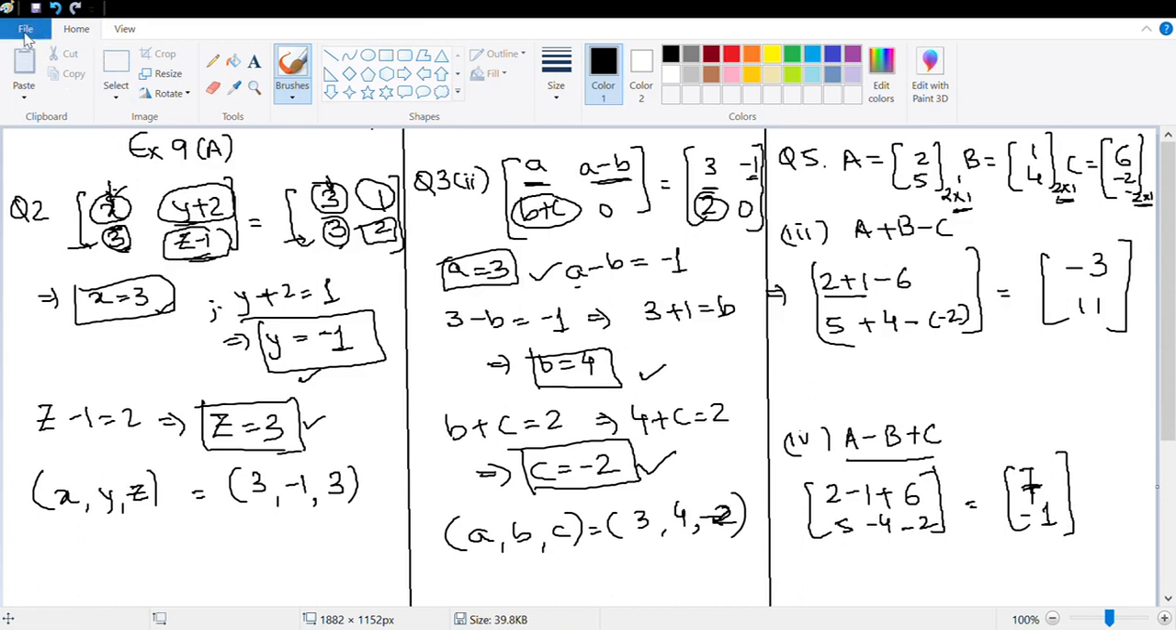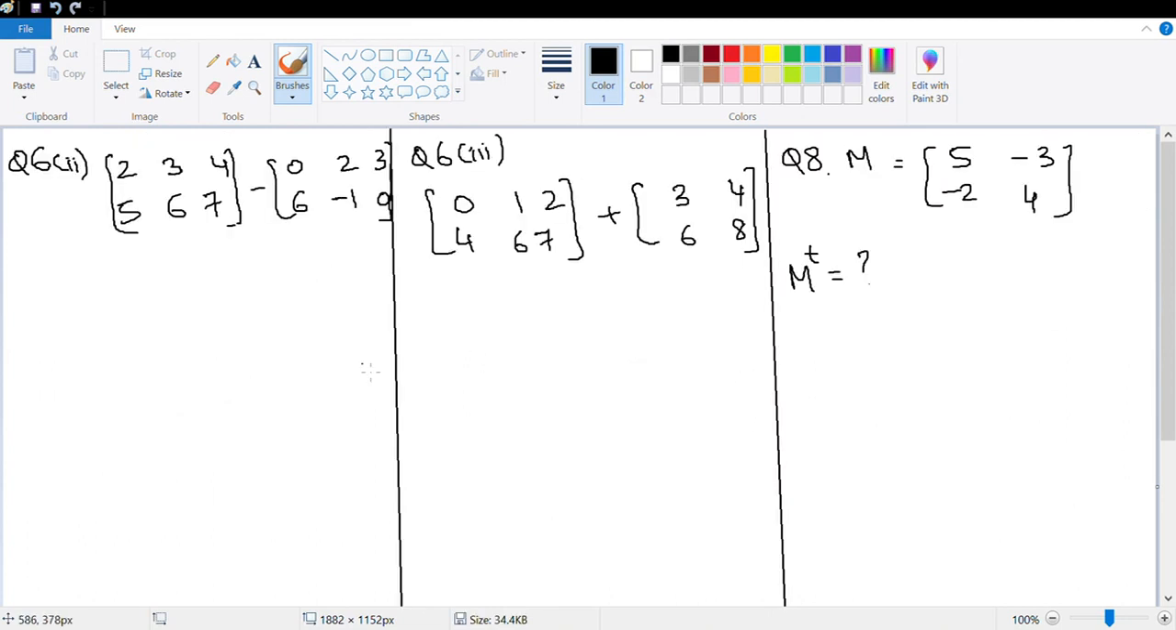The next question that we do will be question number 6, part 2. So let's look at this question. Wherever possible, write each of the following as a single matrix. So they have a 2 by 3 matrix and then another 2 by 3 matrix we need to subtract.